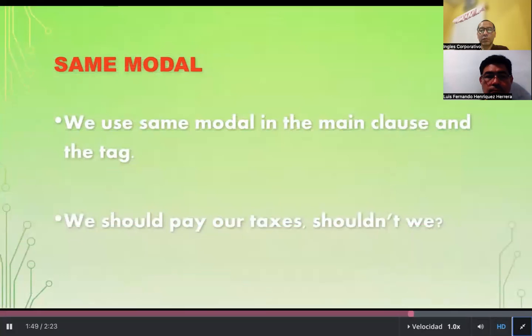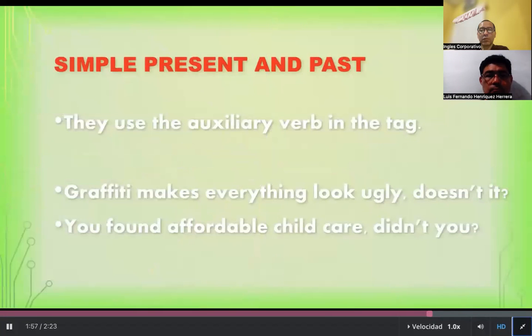For example, we should pay our taxes, shouldn't we? However, simple present and past verbs use the auxiliary verb in the tag. For example, graffiti makes everything look ugly, doesn't it? You found affordable childcare, didn't you?